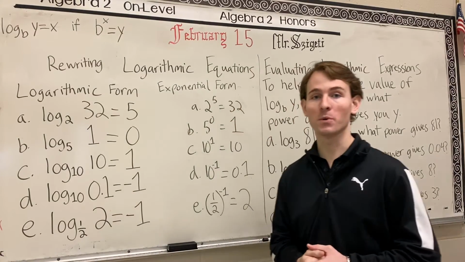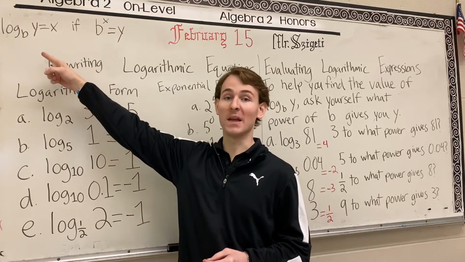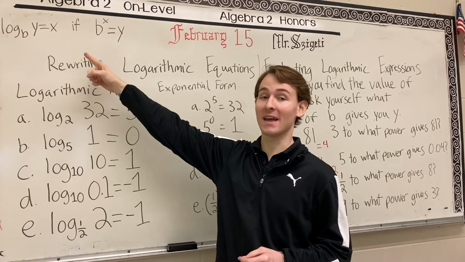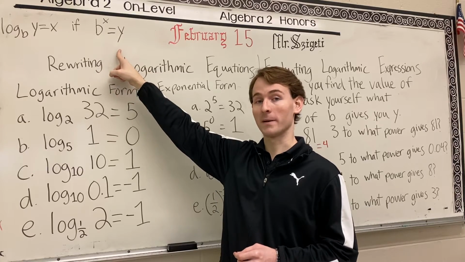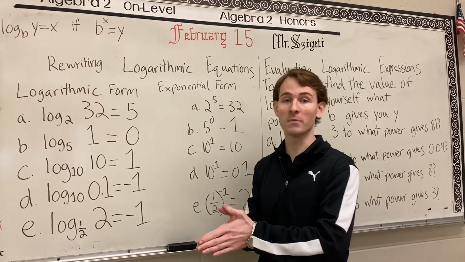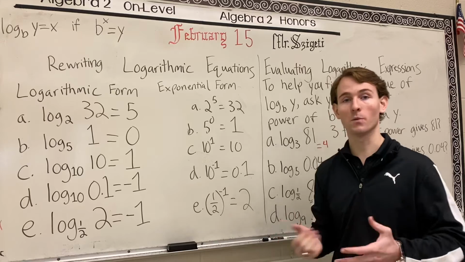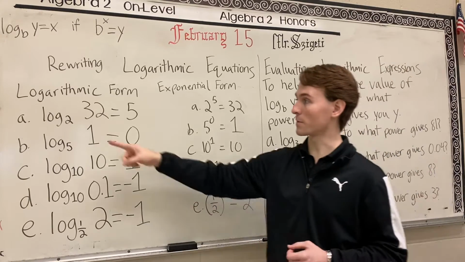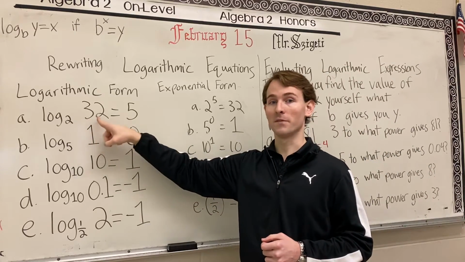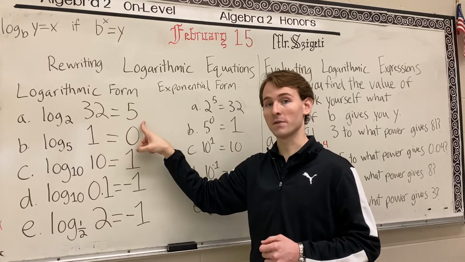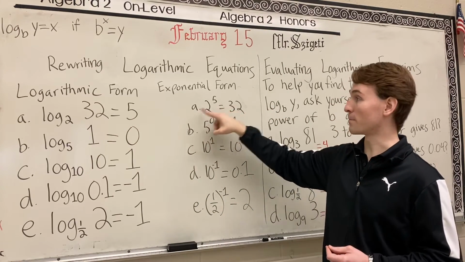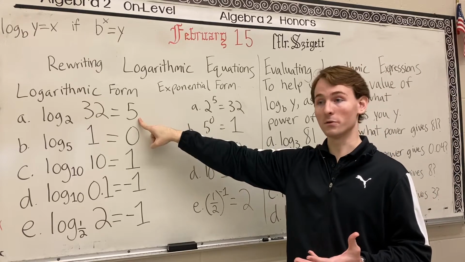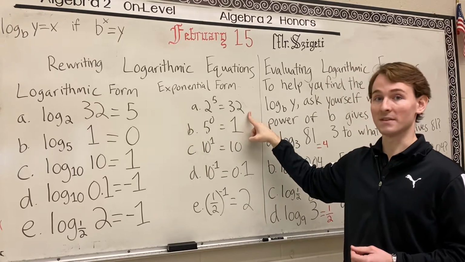We're going to go ahead and start with the definition. So log base b of y is equal to x if b to the x power is equal to y. So here we're going to compare logarithmic form to exponential form, something we're more familiar with. It starts with log base 2 of 32 is equal to 5 for the same reason that 2, the base, to the 5th power gives us 32.